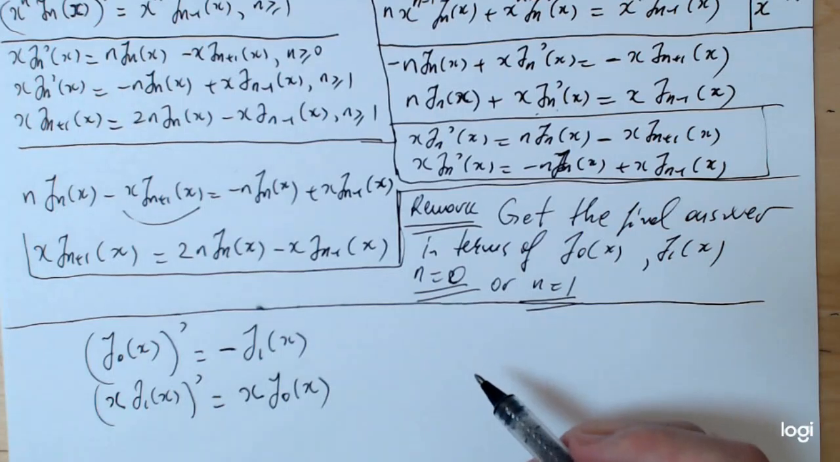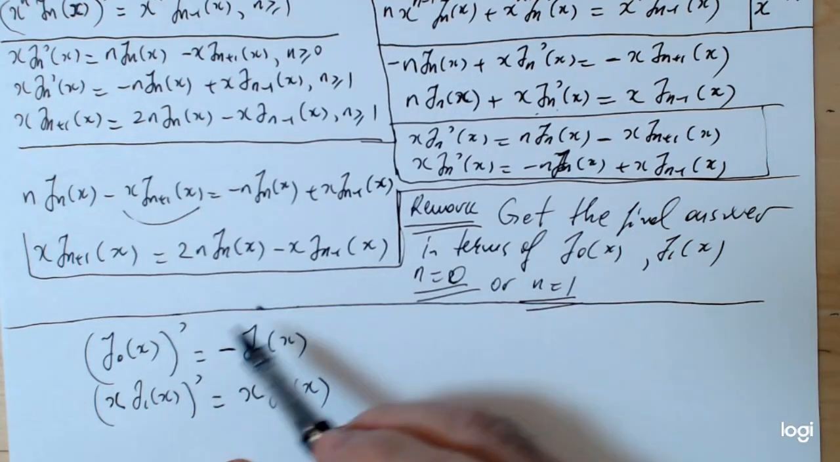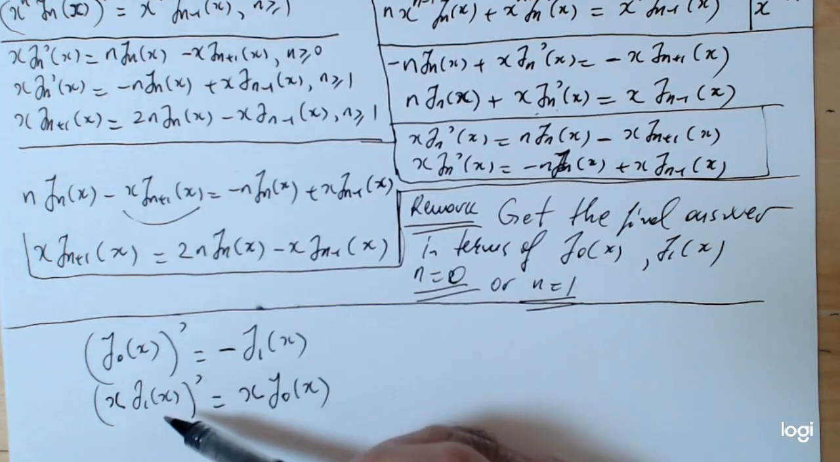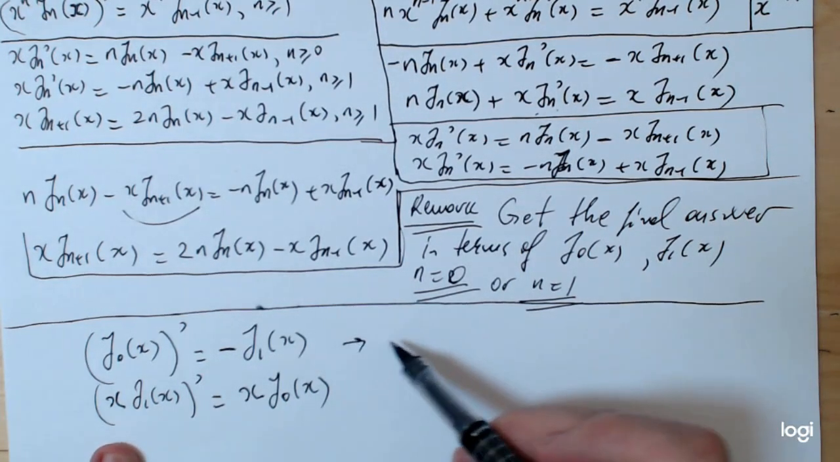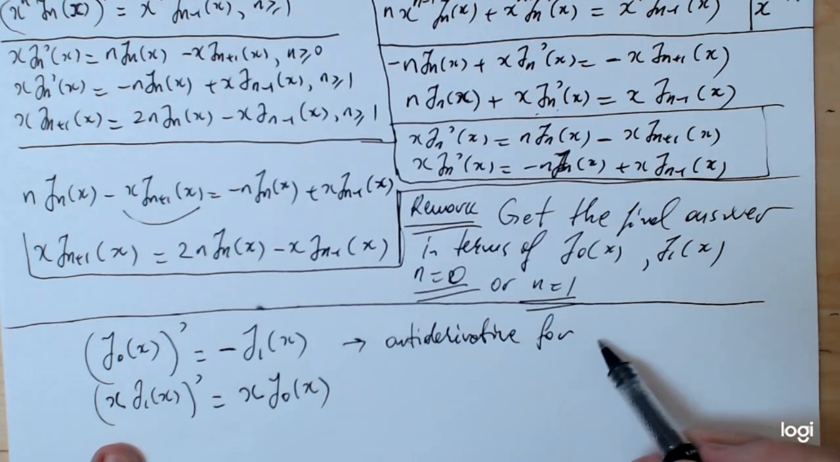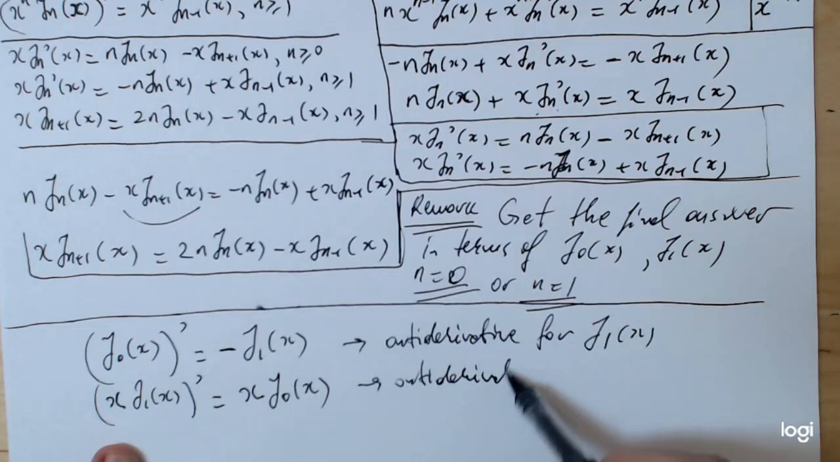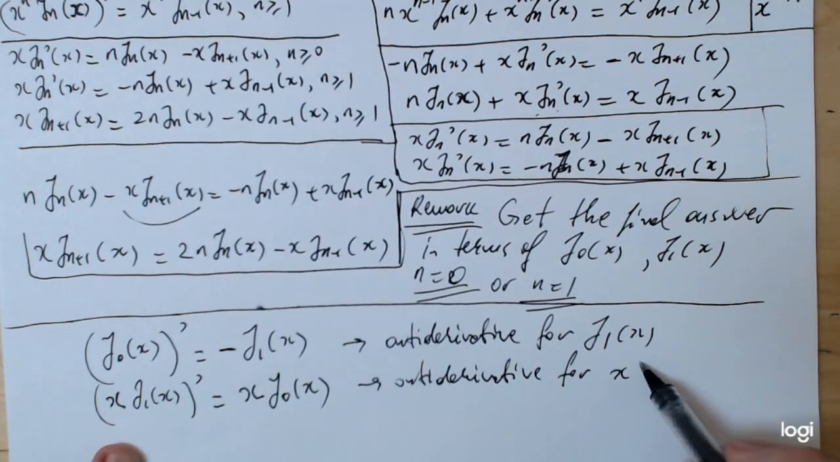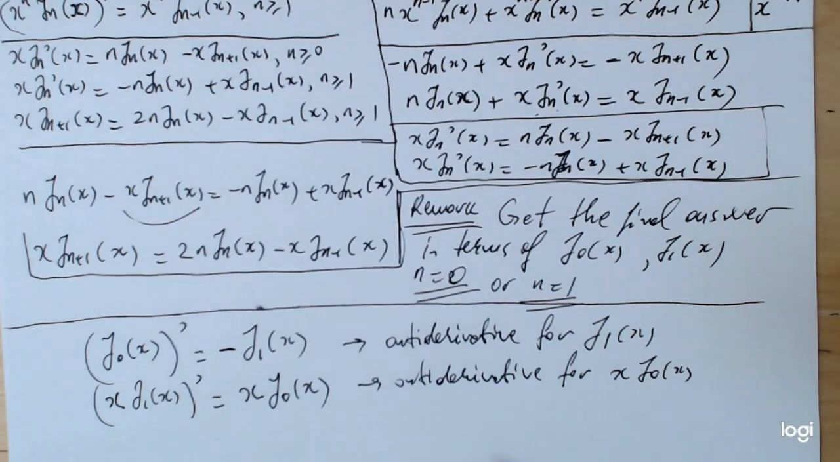So keep this in mind because these will appear often, as I mentioned before. You can think of this as a rule for differentiation of J naught and for x J1. Or equivalently, you could think of this as giving you an antiderivative for J1 and an antiderivative for x J naught of x. Just make sure you bring the minus over if you do the integral instead of the derivative, just like you do for any known differentiation rules. It's equivalent to a rule for taking the antiderivative.